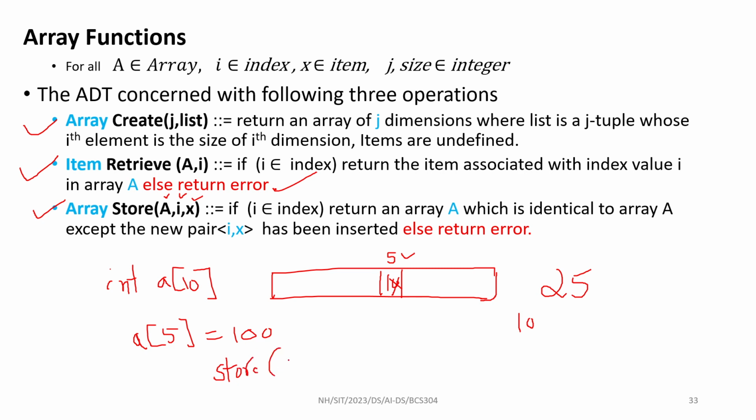Then, what is the array name? That is A. The index where you are going to copy, that is 5. What element you are going to copy, that is 100. So this is how that is written generally. This is particular to C. This is in general.